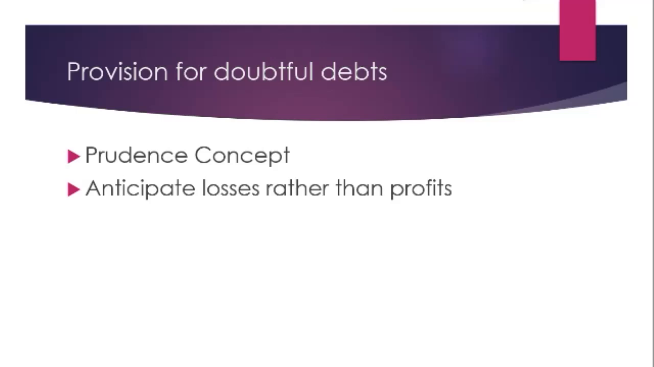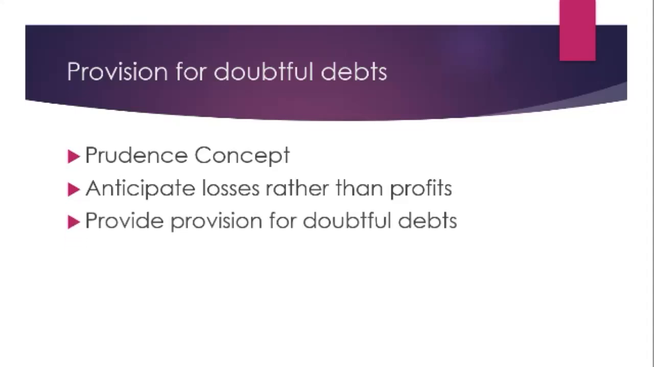It is a recurrent question in exams concerning the prudence concept, in multiple choice and also in Paper 2: explain what is the prudence concept. It is a requirement that we anticipate losses rather than profits. That's why we provide a provision account for doubtful debt, debt that we doubt will become bad. They are not bad yet, but we doubt that these debts may become bad.